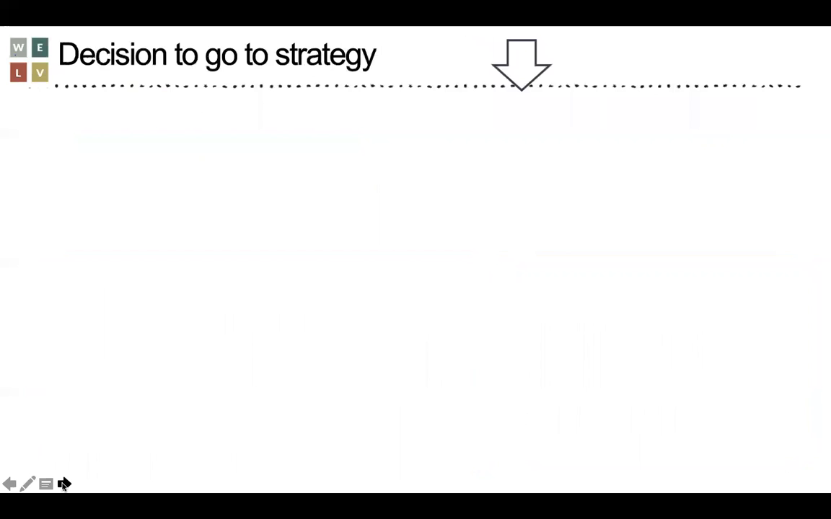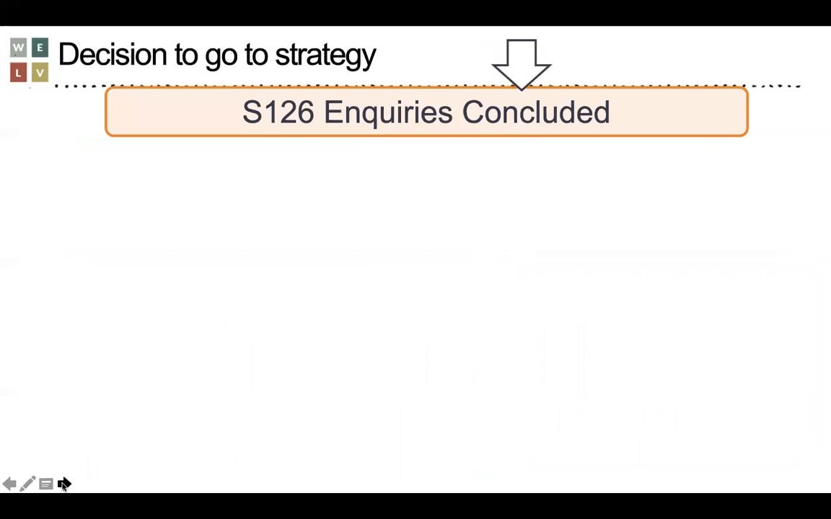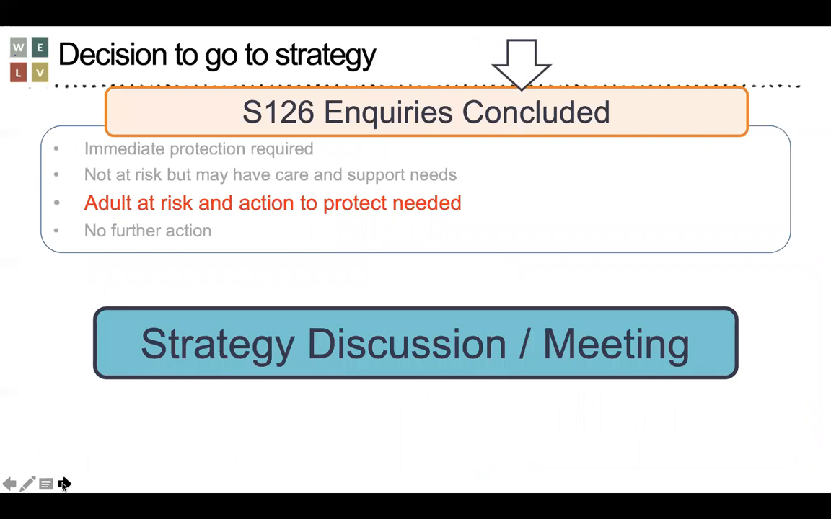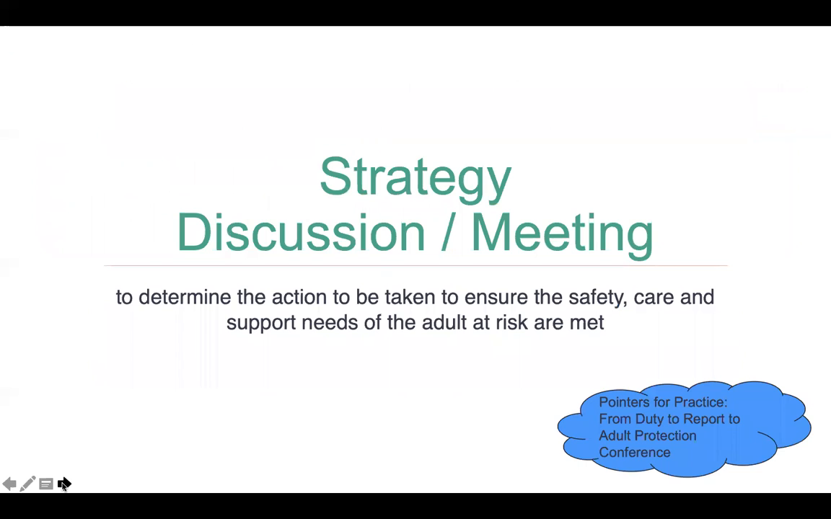The procedures then go on to describe our duties and responsibilities in relation to strategy discussions and meetings. If the section 126 inquiries have concluded that the adult is at risk and action is needed to protect them, then the Social Services Department will initiate a strategy discussion or meeting. The purpose of the strategy discussion or meeting is to determine the action that needs to be taken to ensure the safety, care and support needs of the adult at risk are met.